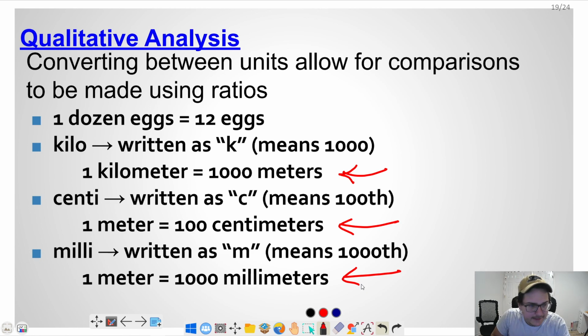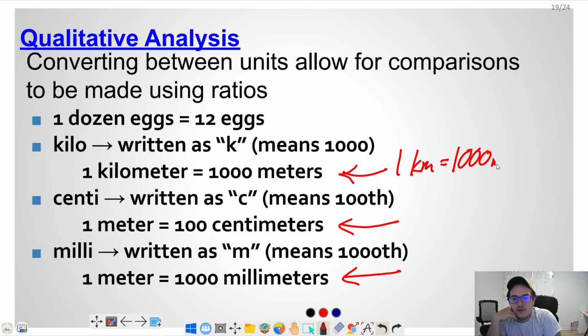Okay, so what is a conversion? If I tell you the number 12, 12 is the same thing as a dozen. So if I say 1 dozen eggs, it means you have 12 eggs. What about a kilometer? Well, the word kilo, or the prefix kilo, actually means 1,000. So a kilometer means 1,000 meters. So 1 kilometer, or what I often write it as in this class, is 1 kilometer equals 1,000 meters.